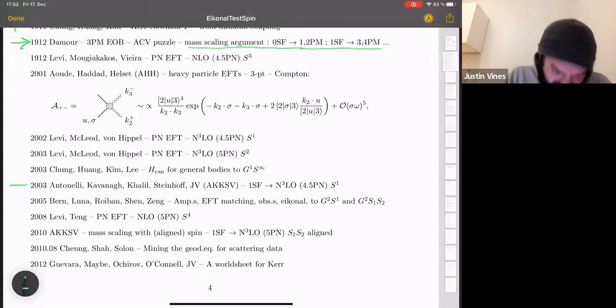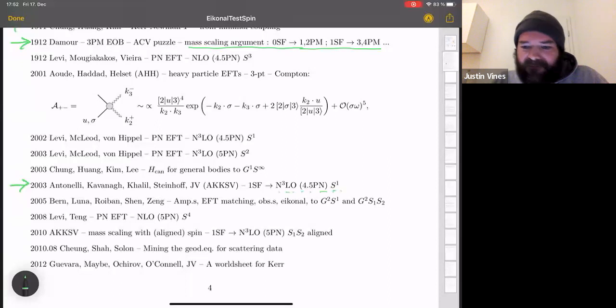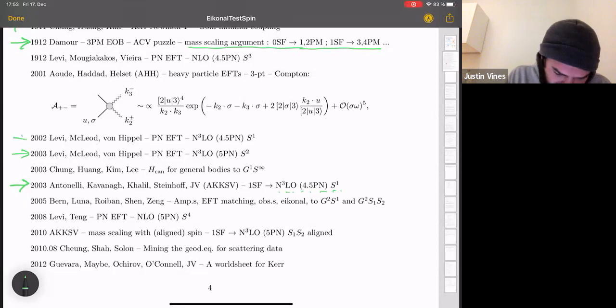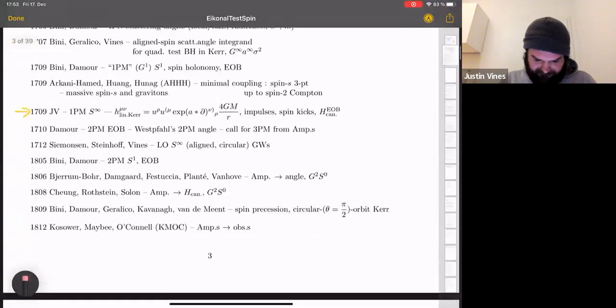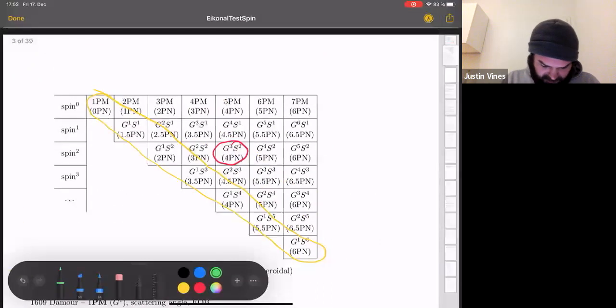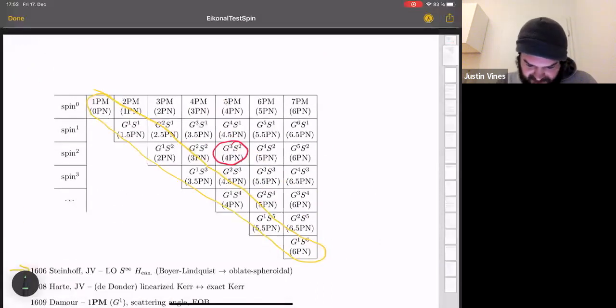That was used here, extended to spin, to predict for the first time the complete next to leading order 4.5PN spin-orbit couplings. Coincidentally, the study of those in the PN EFT had already been initiated right there. I'm sorry, that's the wrong one. That one. And let's locate this on the table. That one is spin orbit 4.5PN here.